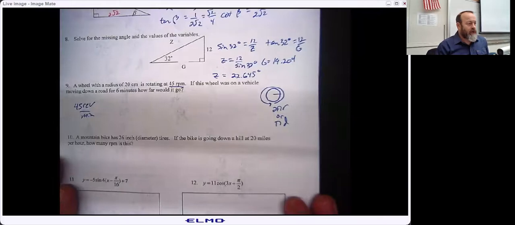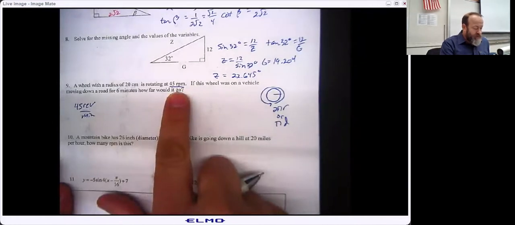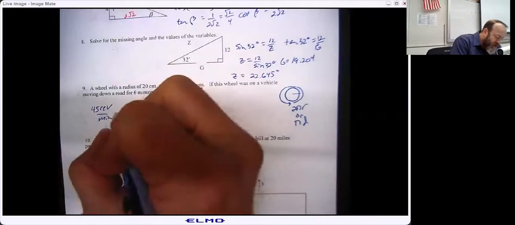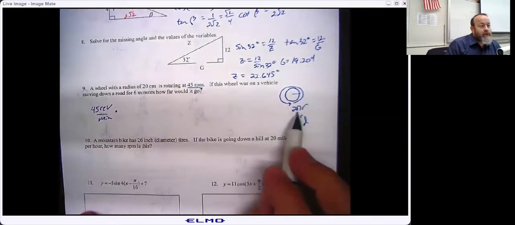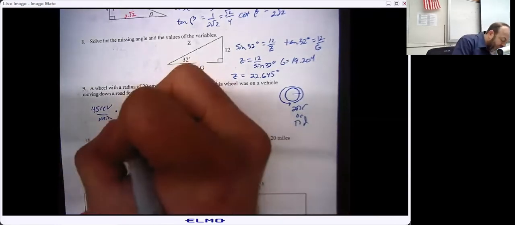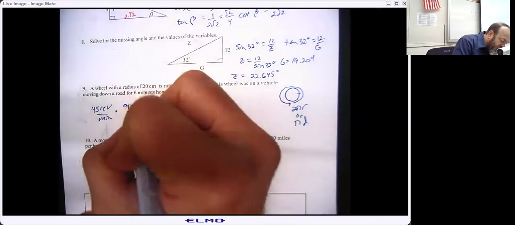Maybe if I go up a little higher, it's not quite as blurry. Okay, so the wheel is doing 45 of those, and it says the radius of the wheel is 20 centimeters. Okay, so there we go. So if the radius is 20 centimeters, that would be 90 pi centimeters. So 90 pi centimeters every revolution.